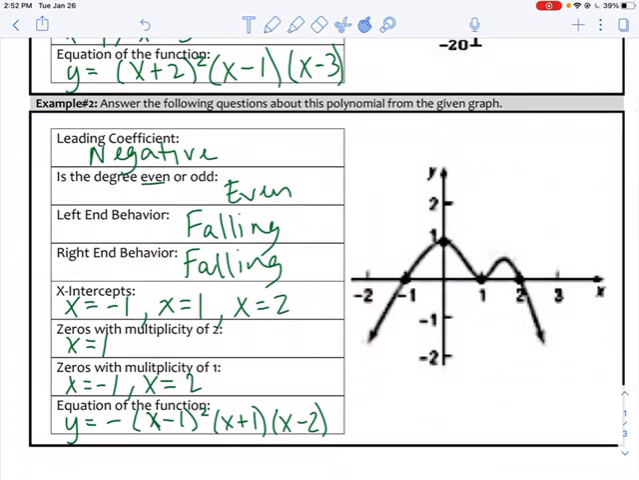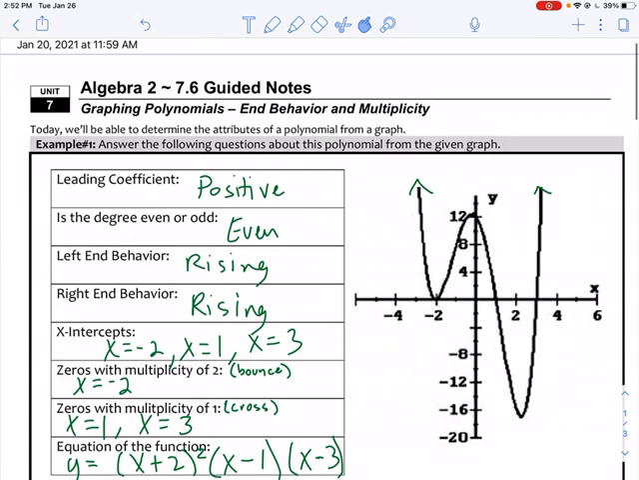All right, guys, there's our lesson here for 7.6, graphing polynomials and identifying those characteristics. So check out the next one for going over that test review.